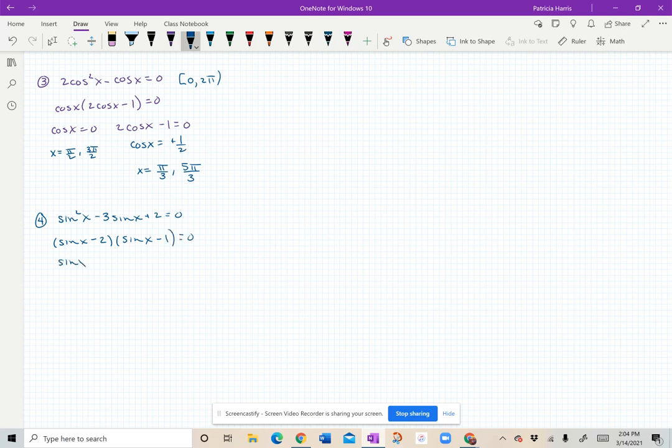So setting each factor equal to 0 and solving. Okay, so this is where it gets a little weird. Sine x equals 2 never happens. If we think of the sine curve, it bounces from 0 to 1, back to 0, to negative 1, back to 0. It never equals 2. So this particular factor provides no solution.